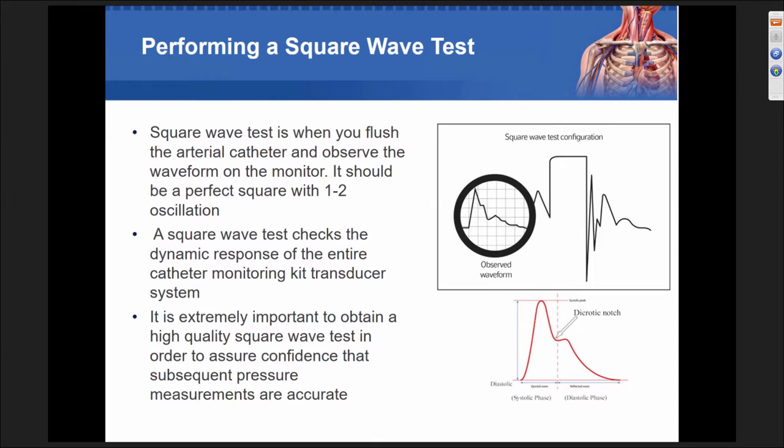It is extremely important, I guess, to make sure that we have that very nice, high-quality square wave test. So in your daily documentation, you should be doing your assessment of the extremity and the pulses, but also that your square wave test is appropriate and intact.